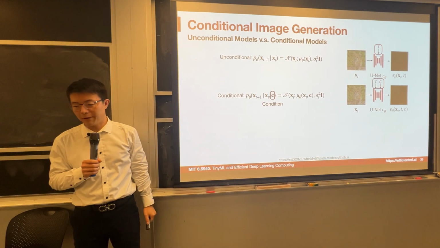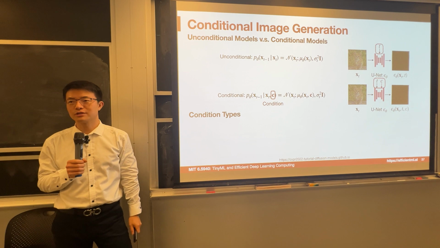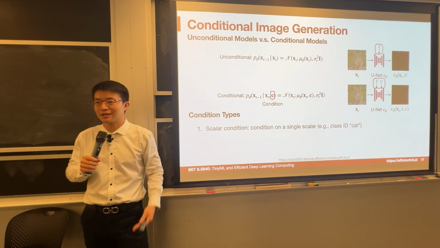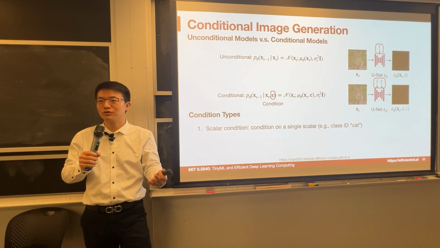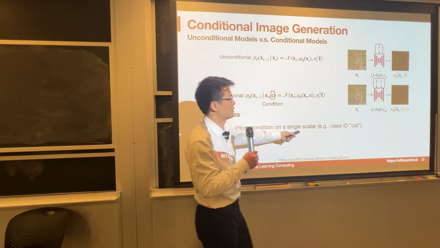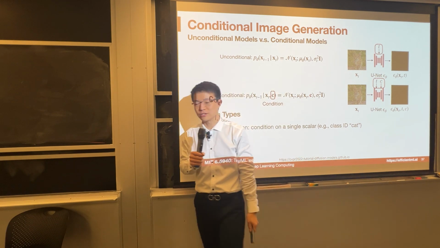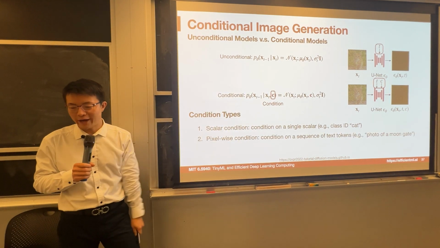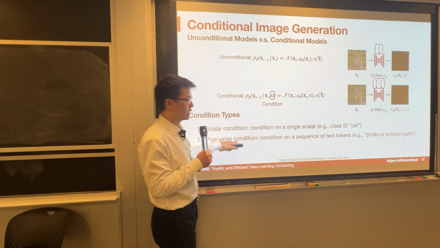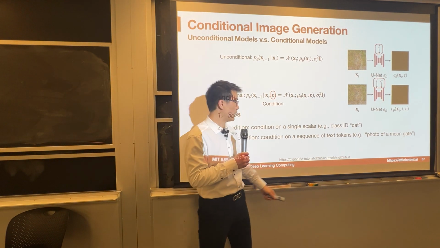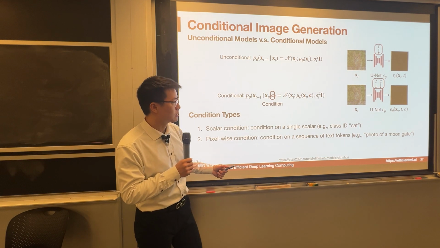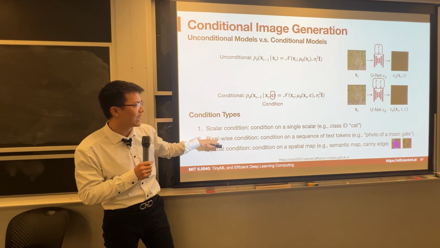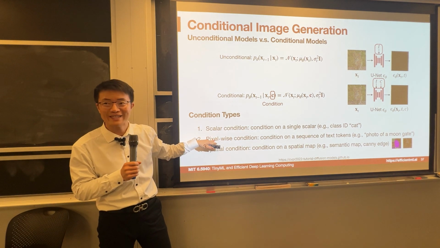So let's see what kind of condition types there are. We can have a scalar condition like a class: generate me some dogs, generate me some cats, just a single scalar class ID. We can also have a pixel-wise condition. Actually, this should be a text condition. There's a typo here. This should be text condition.